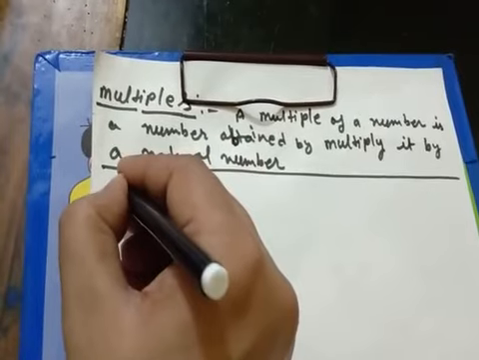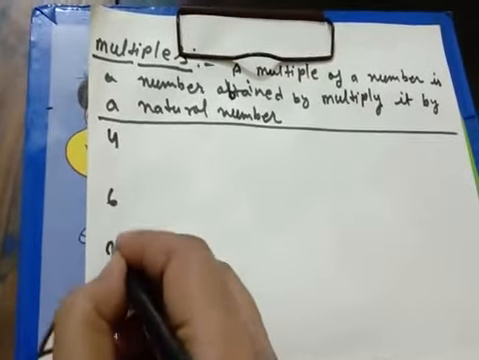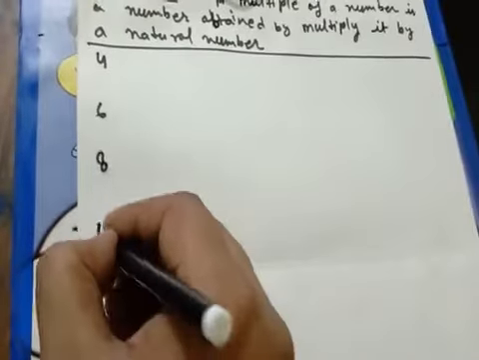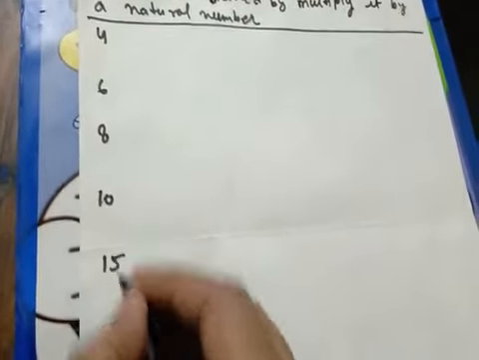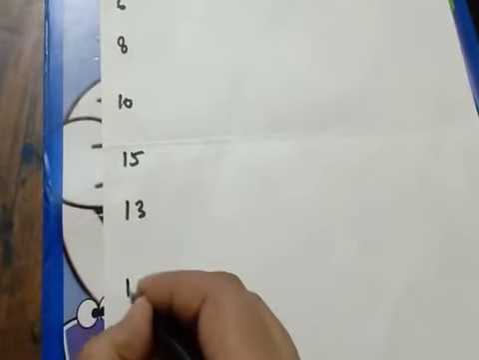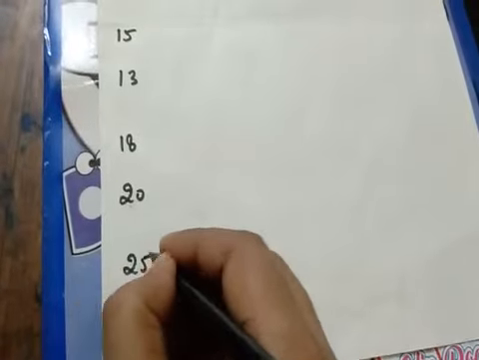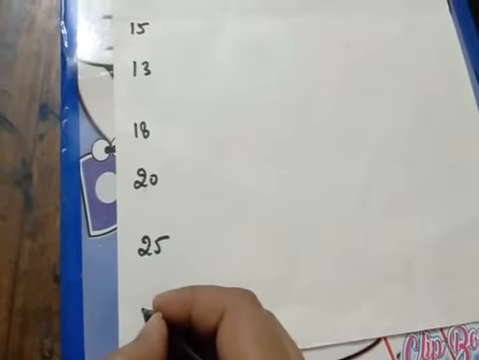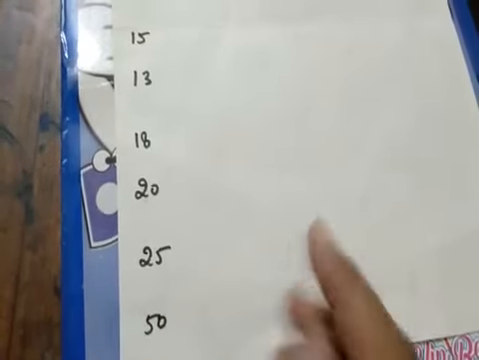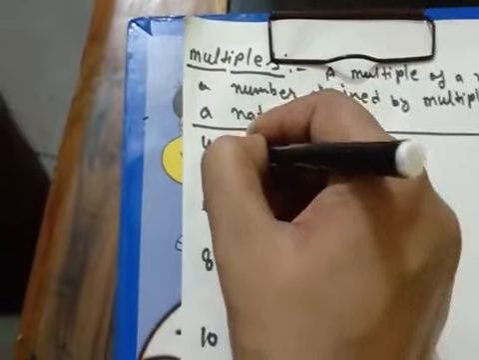Now 4, 6, 8, 10, 15, 13, 18, 20, 25 and 50. Now I have taken some examples of how to find out multiples.